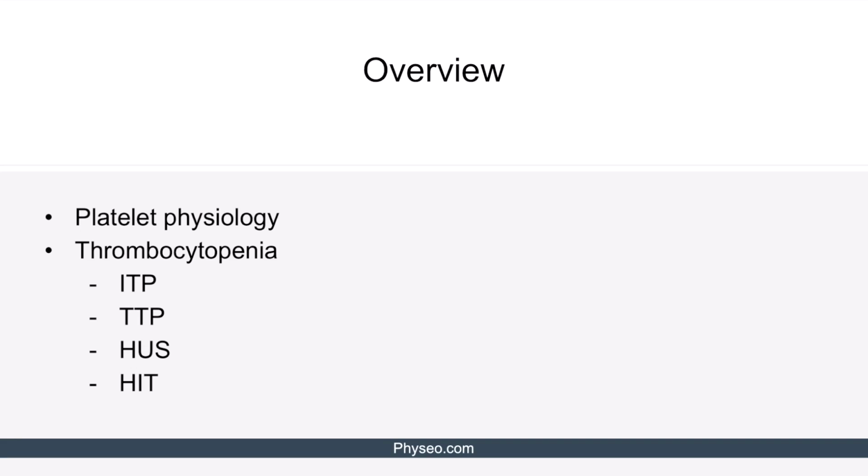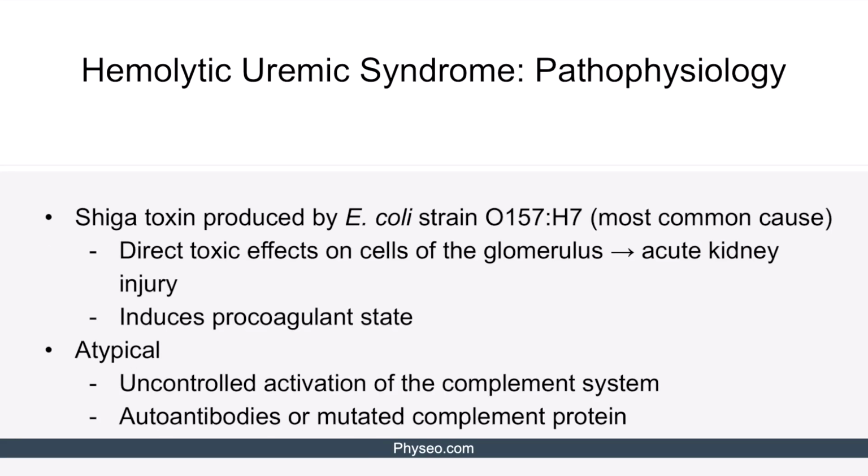Let's move on to hemolytic uremic syndrome, or HUS. Hemolytic uremic syndrome is most often caused by the Shiga toxin that is produced by E. coli. This strain belongs to enterohemorrhagic E. coli, EHEC species. Shiga toxin is thought to have direct toxic effects on renal cells, specifically the endothelial cells in the glomerulus. This leads to acute kidney injury. The toxin also induces a procoagulant state, leading to microthrombi and consumption of platelets, leading to thrombocytopenia.